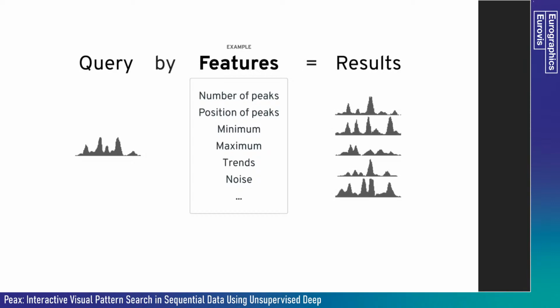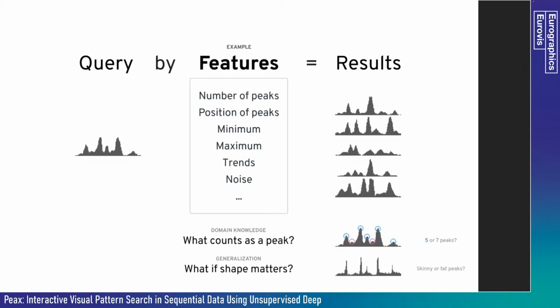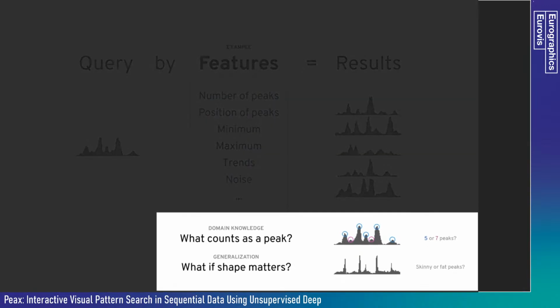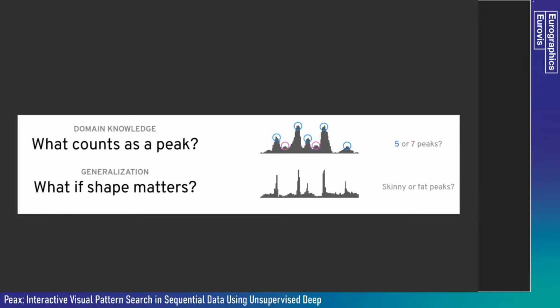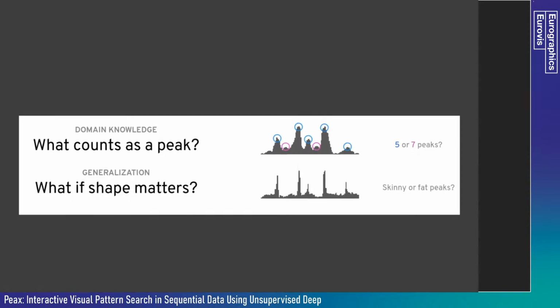While this is useful for finding specific patterns, it requires a deep understanding of the data and often does not generalize well. For instance, in this example from biology, analysts often want to determine the number of peaks, as those act as proxies for biological events. But without domain expertise, it's hard to tell whether we should count 5 or 7 peaks in this example. Also, what if we want to capture peaks of other shapes?